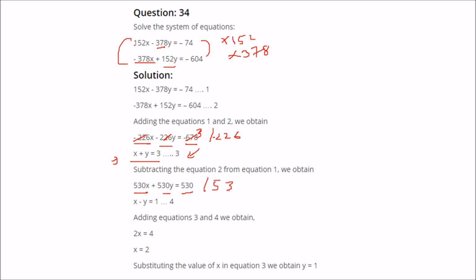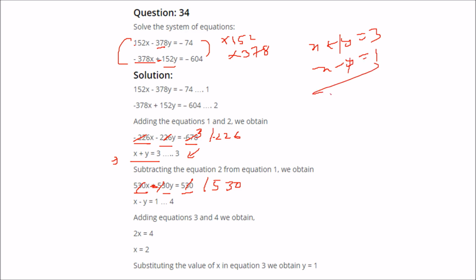Now divide the whole equation, the complete equation, by 530. This gets cancelled, this gets cancelled, this gets cancelled. You will get x minus y equal to 1. So these are the two equations which we got here, right? When we subtracted them, it has to be minus, right? So this is minus. Now we have two equations, x plus y equal to 3 and x minus y equal to 1.